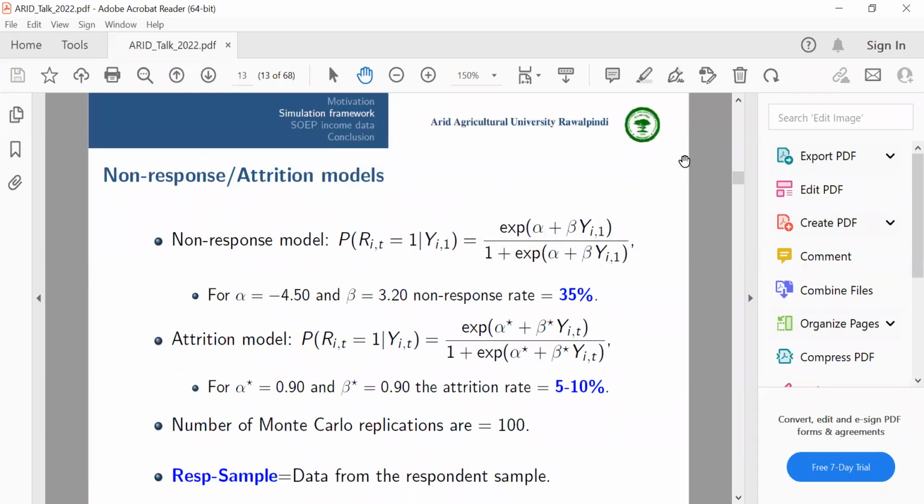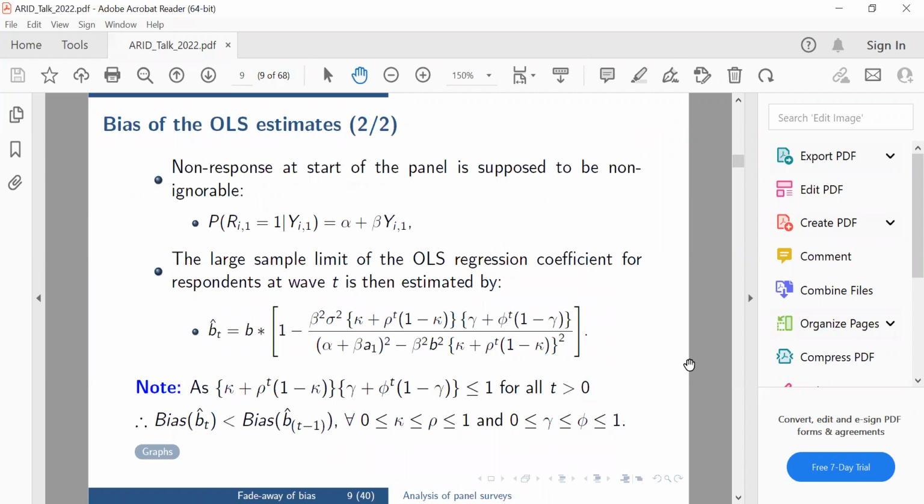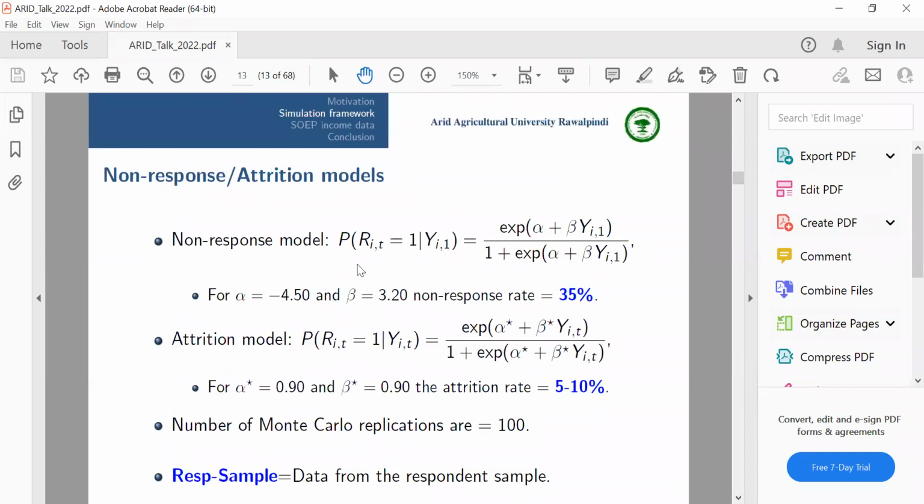Then for the non-response model, as we discussed before, we used a linear model, alpha plus beta y_i, but this has some disadvantages. So for the initial non-response, we will use this logit probability model. In this model, you can put every value of y and every value of alpha and beta, and as a result you will get a probability. For example, here we choose alpha minus 4.5 and beta 3.2. When we put these values in the model, we get a non-response rate of 35%. So the non-response rate is 35% and the response rate is 65%.